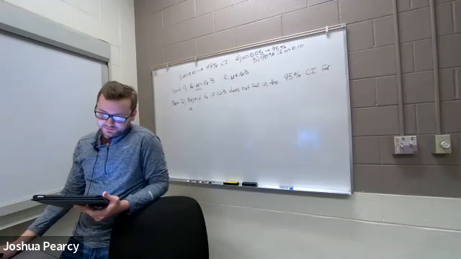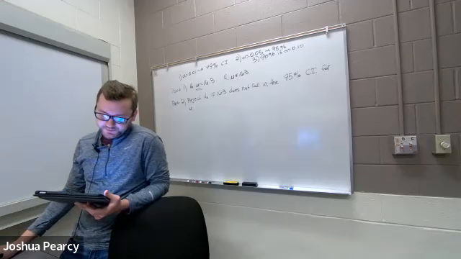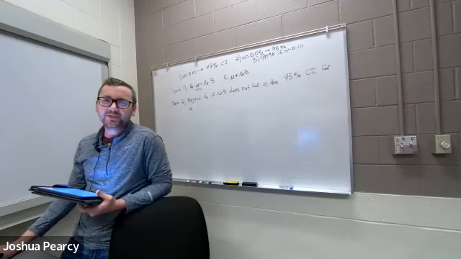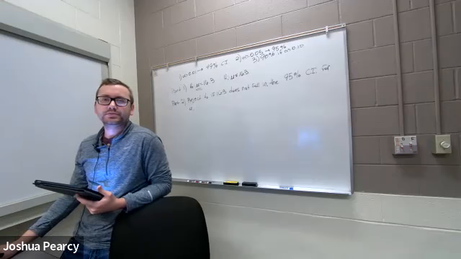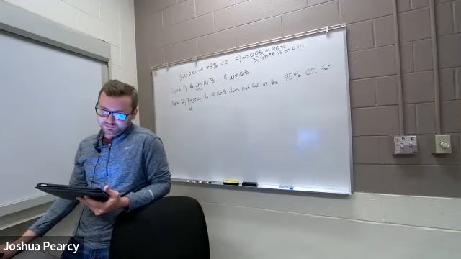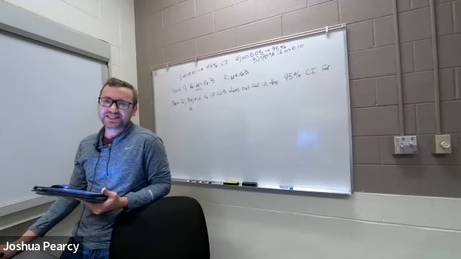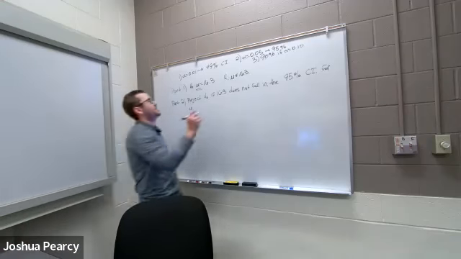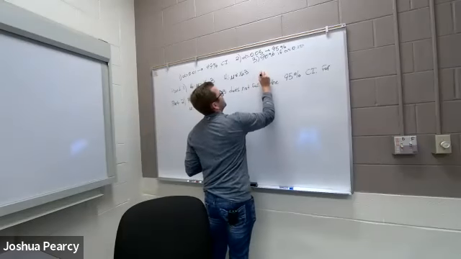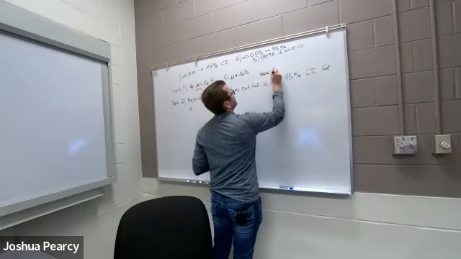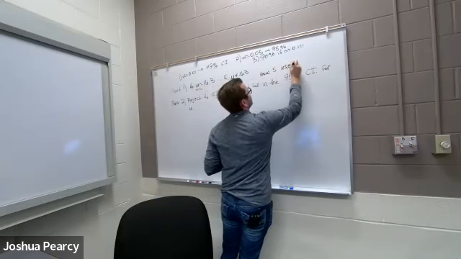Then the next part says compare the confidence interval to the hypothesized value. First, you need to know what kind of interval you're doing. So what is it, a Z or a T? Do you know S or sigma? You know S, the sample standard deviation. So since we know S, then we use a T interval.